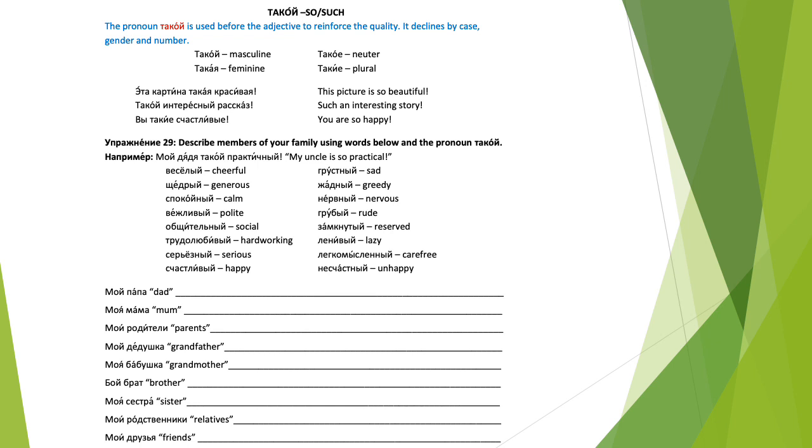Let's take another example. Моя мама, my mom. Моя мама такая счастливая. My mom is so happy. Такая счастливая is feminine because mom is feminine. So now you know what to do.